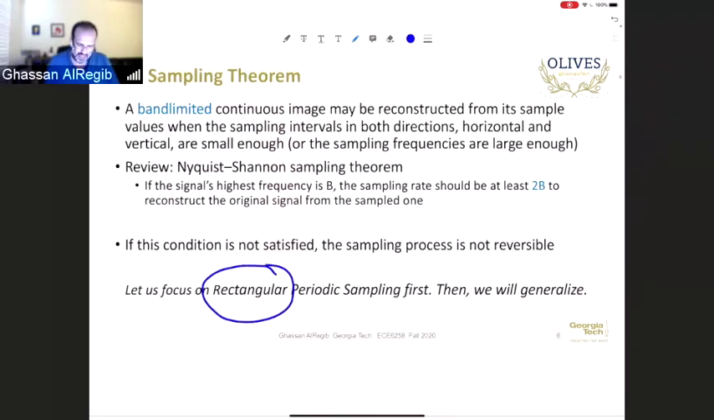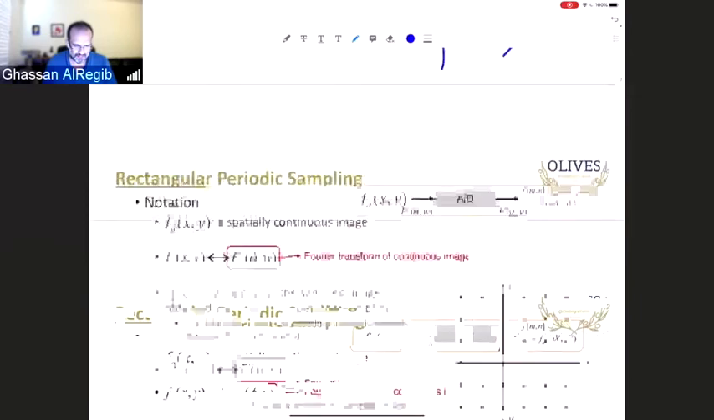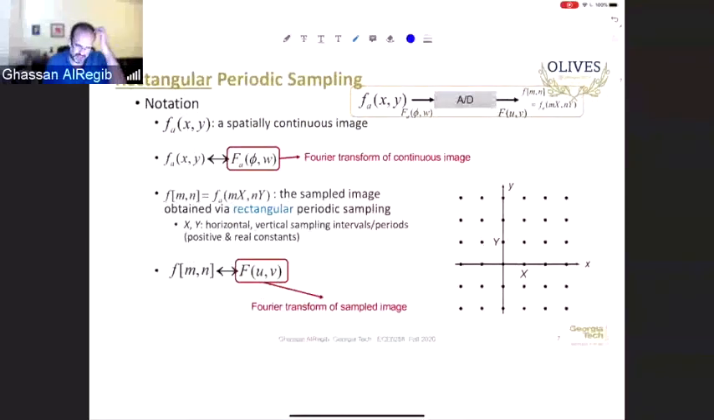That is basically the lattice going into the X and the Y. And then we will extend that to other types of lattices. So, some definitions in here. This is an A to D converter.